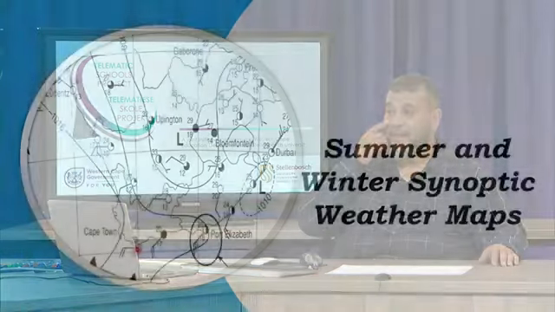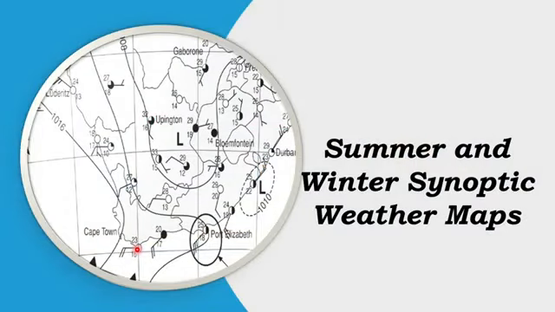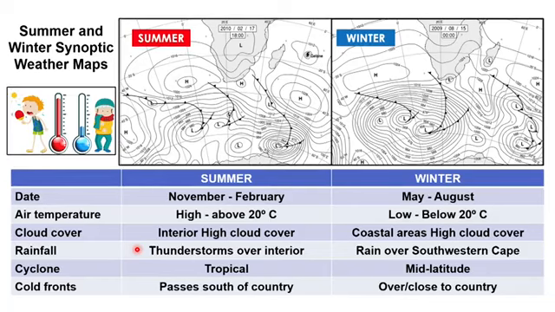Right, let's move on. We are now going to look at summer and winter synoptic weather maps. Now, I spoke about this earlier, and I did give you a little bit of a glimpse into what is happening and how to tell the difference, but let's do it in more detail now. So, here we have 2 synoptic weather maps. We have a summer map on the left and a winter map on the right.